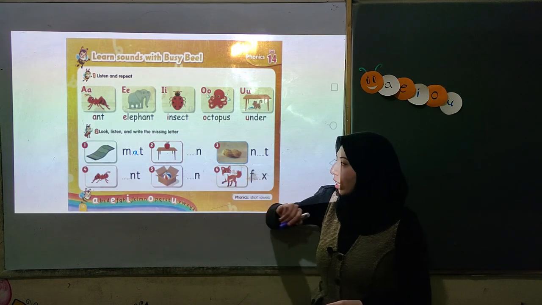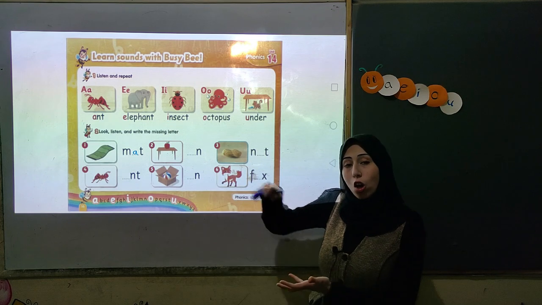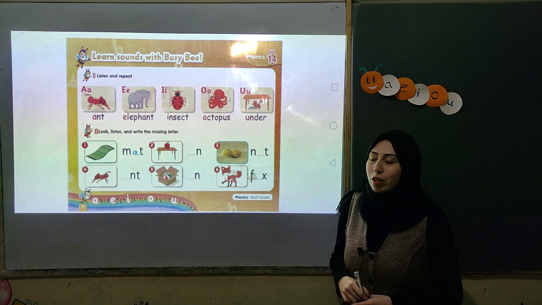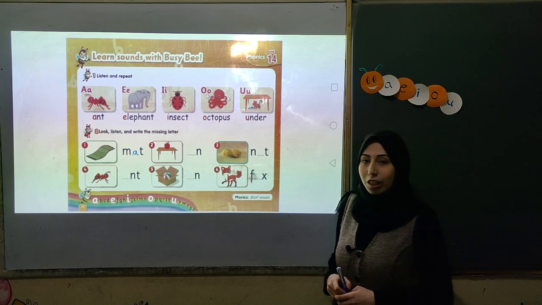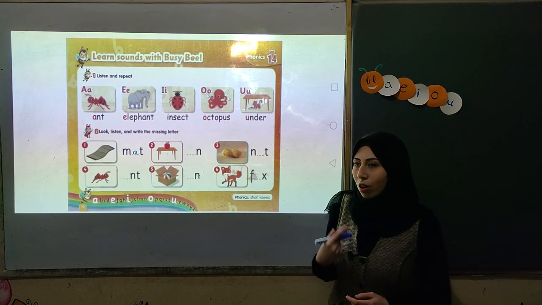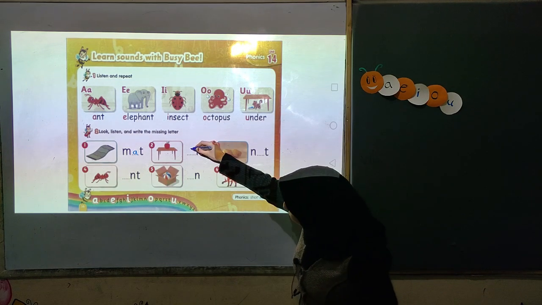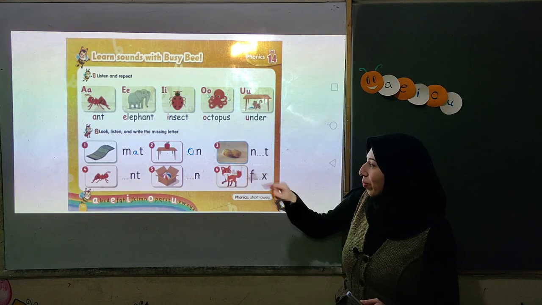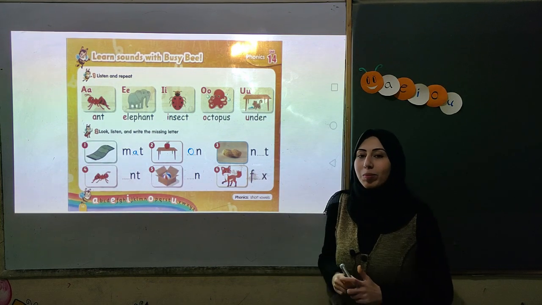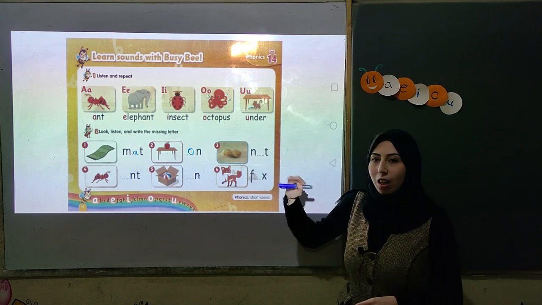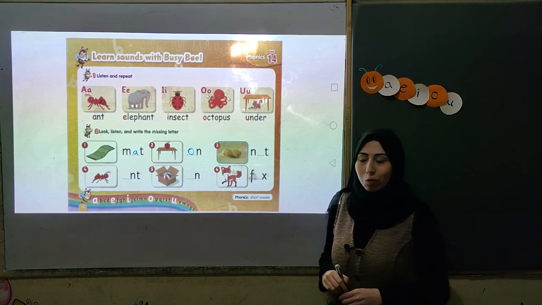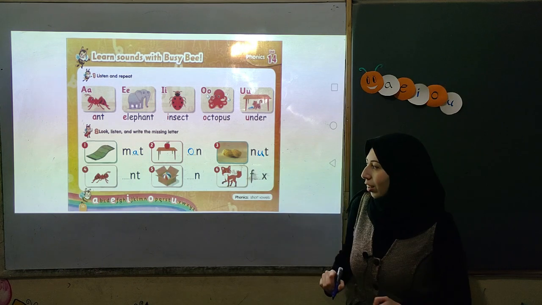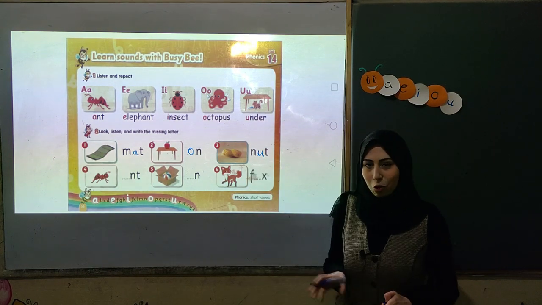Number two. Here is the apple. The apple is on the table. On. On. So, what's the missing letter here? Oh, its sound is oh. Excellent. The O. On. Number three. Look at this. It's a nut. Nut. So, what's the missing letter here? Excellent. It's the letter U. Nut, and nut means button.